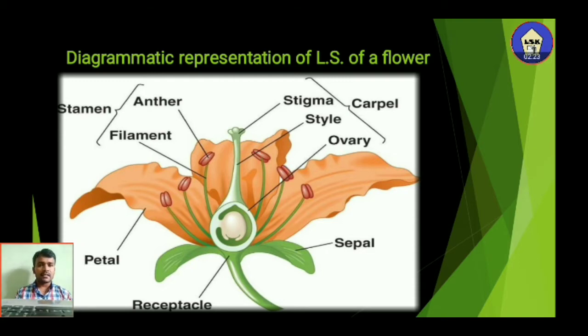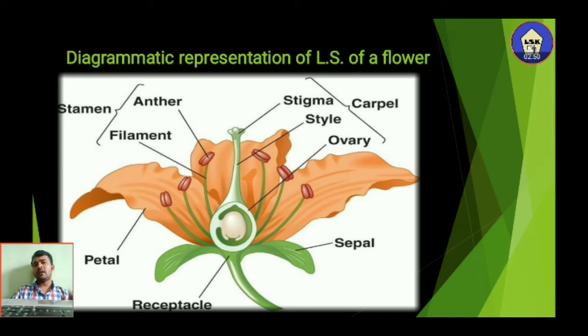On the pedicel, all the floral parts are arranged, and the apex region of the pedicel is somewhat swollen or expanded. The swollen apex of the pedicel on which the floral parts are arranged is called the thalamus. So thalamus is also called the receptacle. On the receptacle or thalamus, all the floral parts are arranged.